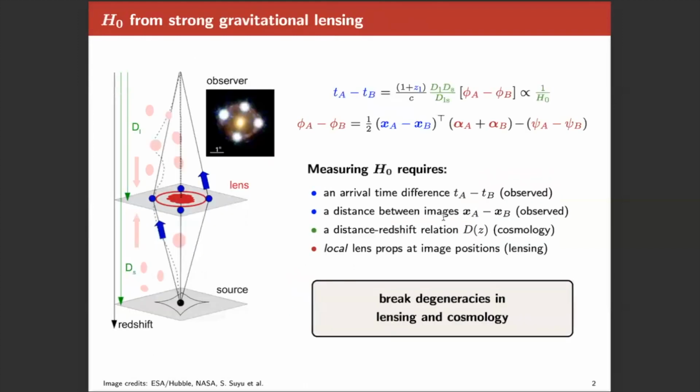In order to further pursue this question, we have to see how we can infer the Hubble constant from strong gravitational lensing. So here we have a light-emitting source located in the source plane at redshift ZS. And this source emits light bundles towards us as an observer. If there were no gravitational lens in between us and the source, we would see a single image of this source.